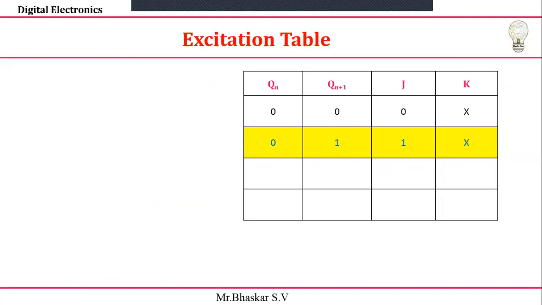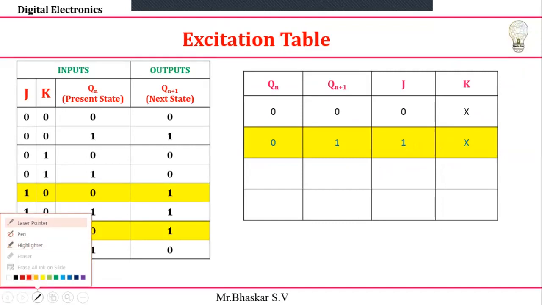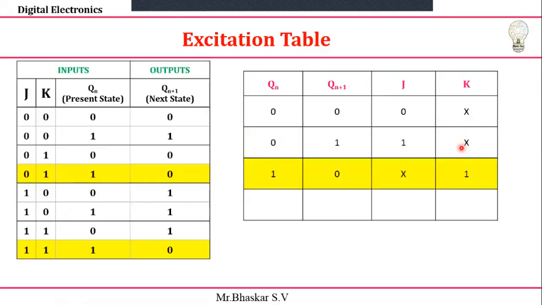Next, if my Qn and Qn plus 1 values are 0, 1, then what value can we predict? Here we have 0, 1 and 0, 1. If Qn and Qn plus 1 are 0, 1, then we can predict the values of J and K. The J value by default is 1, but the K value is changing, 0 and 1. So I'm going to take J as 1 and K as X.